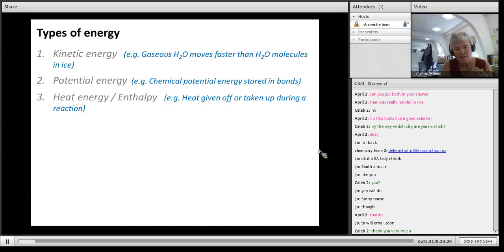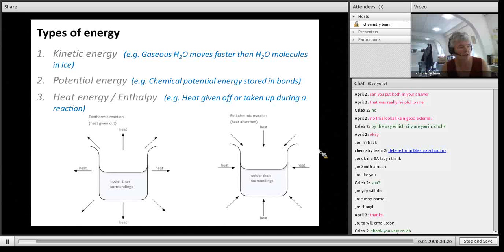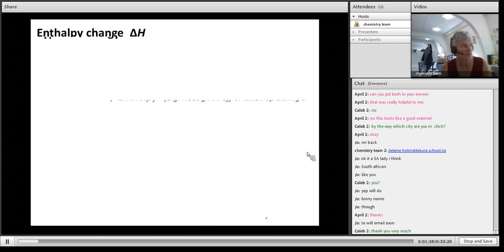So if energy is given off during a reaction, it's an exothermic reaction, and if energy is taken up, it's an endothermic. As we can see here, if your reaction mixture becomes hotter than the surroundings, that's an exothermic reaction, and the other one is endothermic.